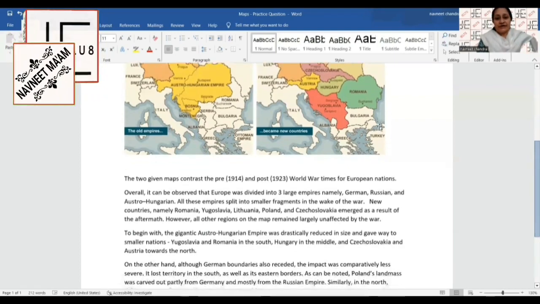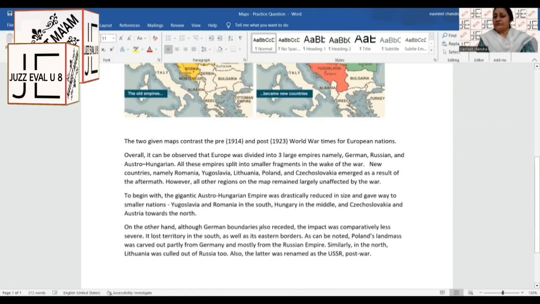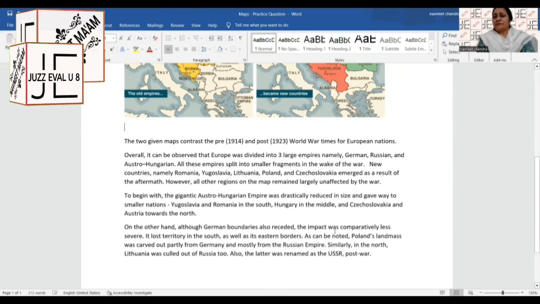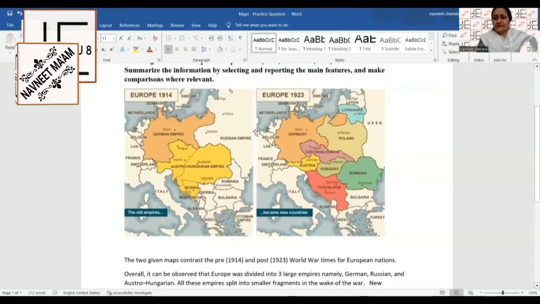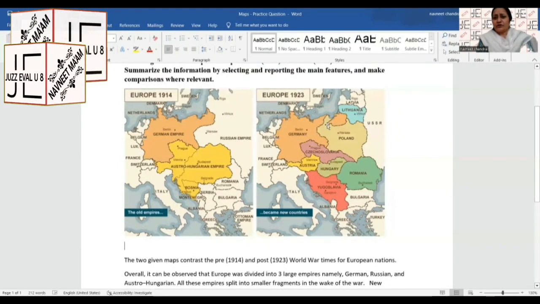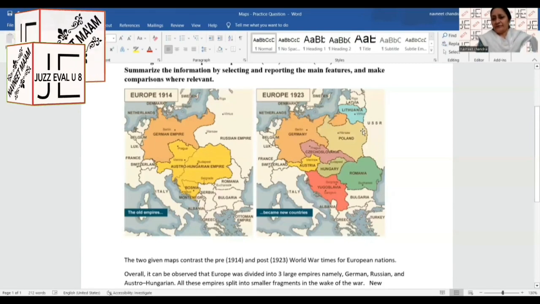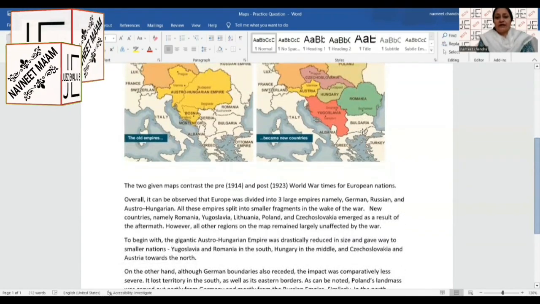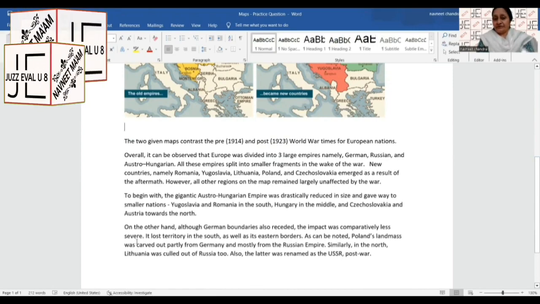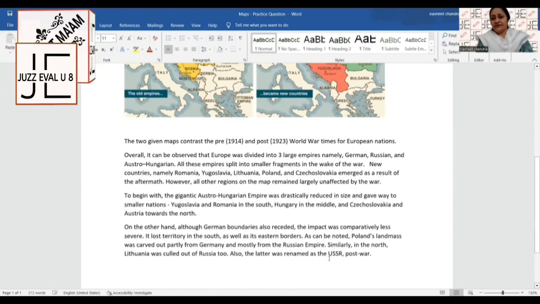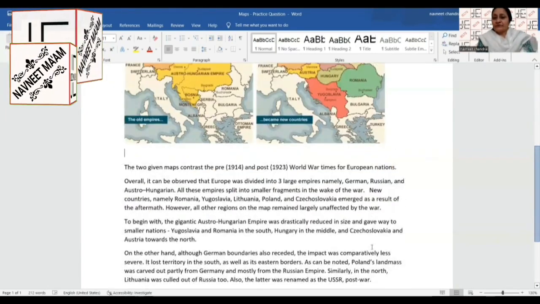Now, when we go to the next, that is the German Empire. So, although German boundaries also reduced, the impact was comparatively less. So you can see it's quite negligible. Like it has lost some ground here, it has lost some ground here, but it's not much. Very, very minimal. So that's how we need to write also. The impact was comparatively less severe. It lost territory in the south as well as its eastern borders, as you can see. Then we go to the next.